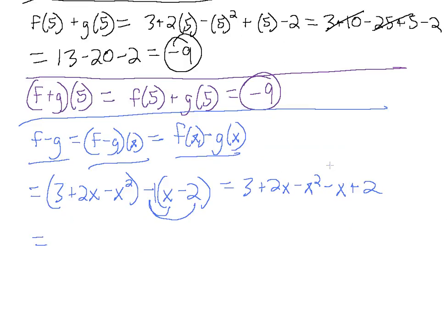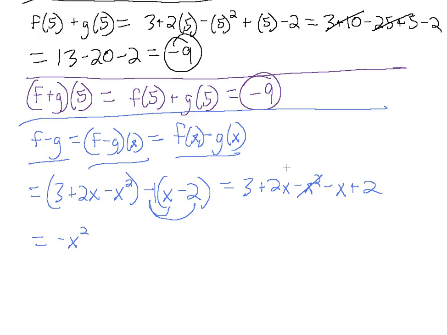Now, whenever we have different exponents, we have an exponent of 2 here and 1 here, we want to put it in descending order. We want to put the biggest exponents on the left. So we have minus x squared out front. We can mark these off as we go.